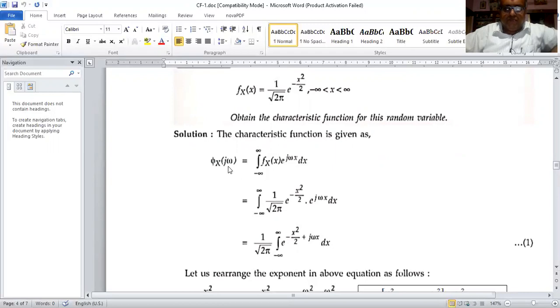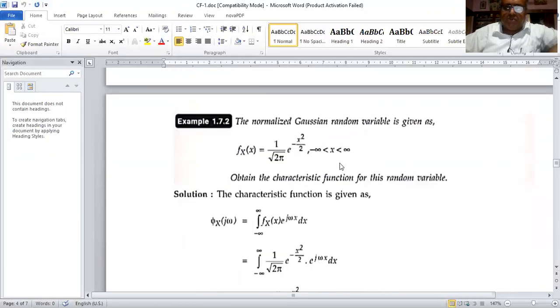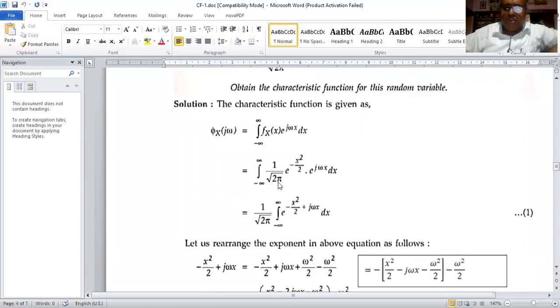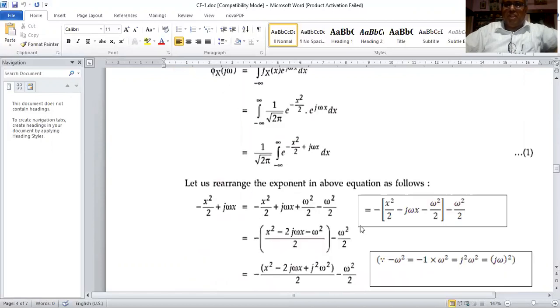So we go like this: phi x of j omega. Use the definition of the characteristic function. So phi x of j omega is given by integral minus infinity to plus infinity fx of x exponent j omega x dx. Now substitute fx of x as given in the problem. So I put 1 by root 2 pi exponent minus x squared exponent j omega x dx. 1 by root 2 pi is a constant, so pull it outside. So I get 1 by root 2 pi into integral minus infinity to plus infinity e to the power of minus x squared by 2 plus j omega x dx after combining the two exponentials.